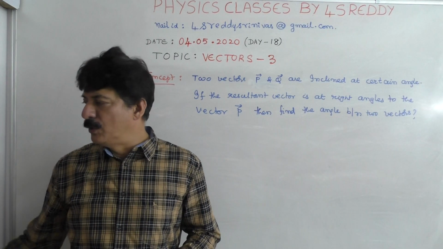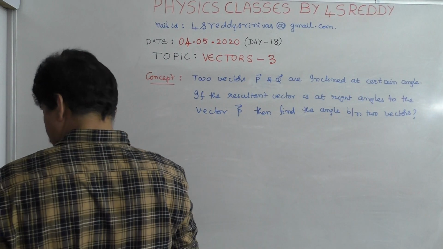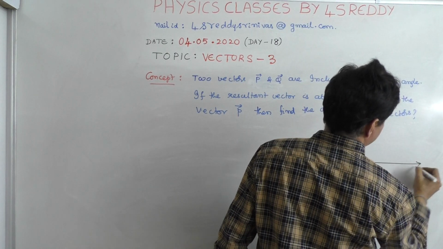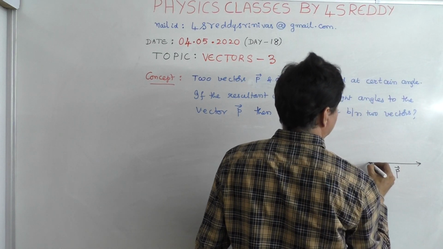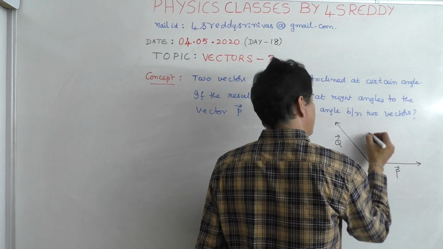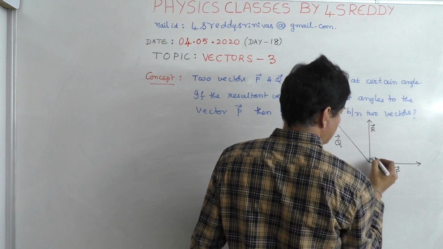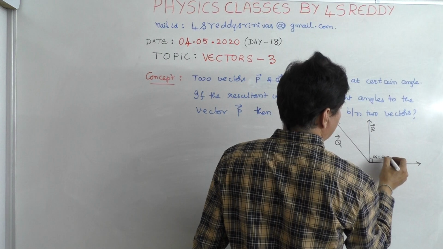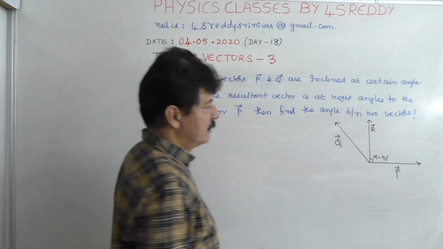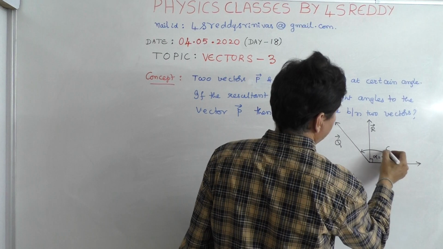That means here what to do? Suppose this is one vector you are given. This is a vector P bar and let us say this is a vector Q bar. Thereby the resultant vector is R bar. This resultant vector is at right angles, meaning it makes an angle of 90 degrees. Then you are asked to calculate the angle between these two vectors.